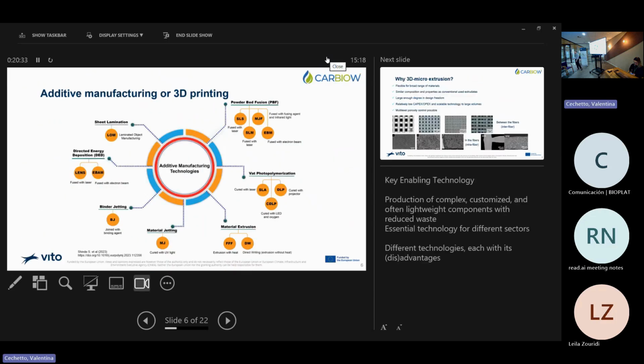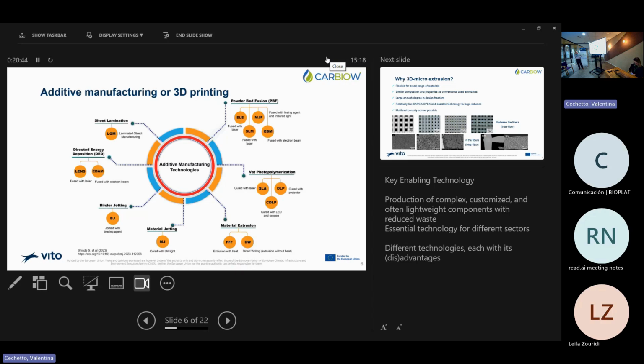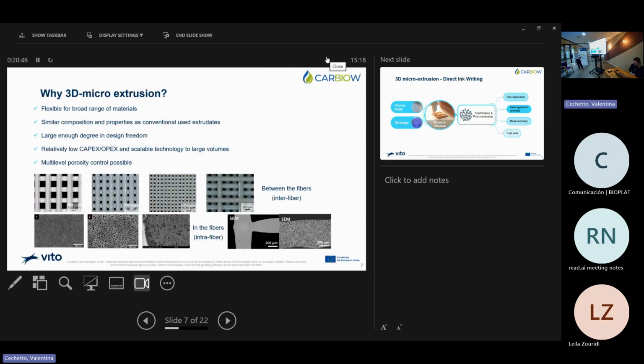Now, 3D printing is very broad. You have a lot of different techniques. You have techniques based on polymers, techniques based on lasers, on UV light, and so on. But the technique that we are using in our group is based on extrusion. Why? Because actually it's the closest one to the catalyst industry, because they also use extrusion for their catalyst shapes.